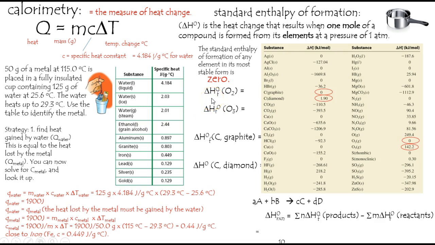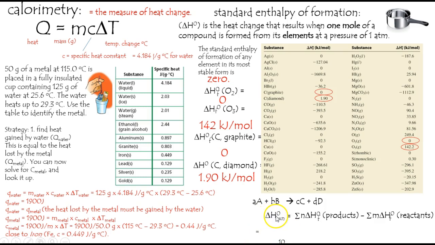Let's find O2. There it is right there. That's its most stable form, so that's 0. But O3 is also just a form of oxygen, is it not? But it's known as ozone. It's not its most stable form, so watch out for that. Graphite, yep, that's its most stable form. Diamond, not so much.